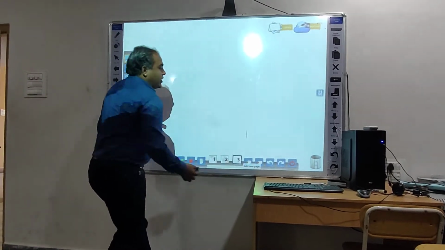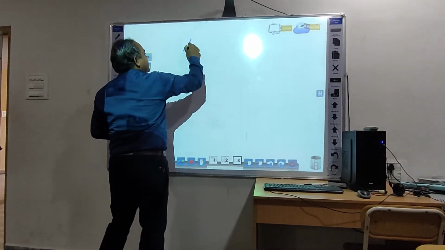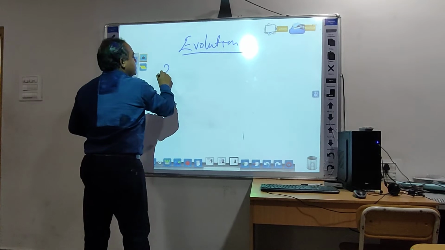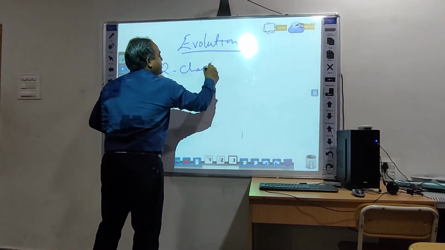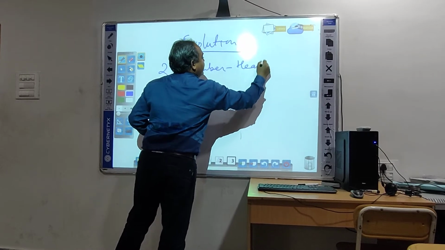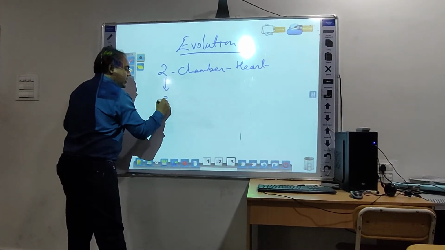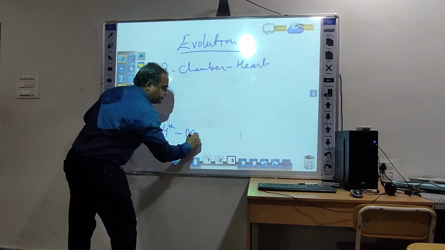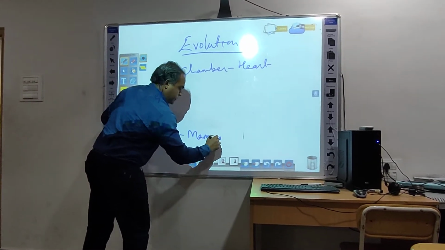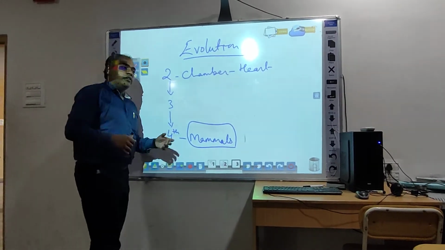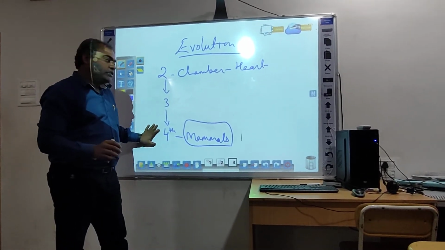Okay, so as evolution took place, this two chambered heart has evolved to 3 and then 4 chambers, and that is with mammals. Basically, mammals have a 4-chamber heart.